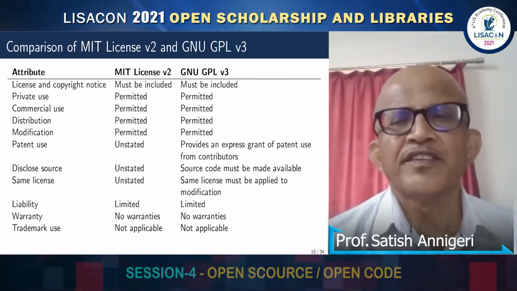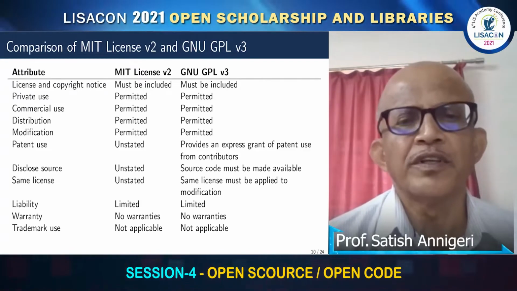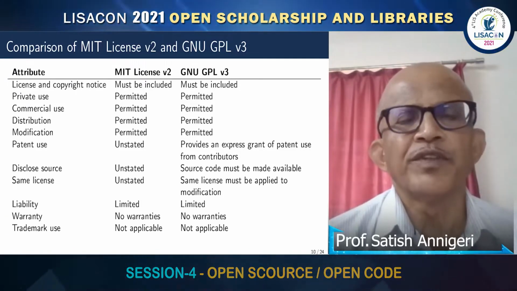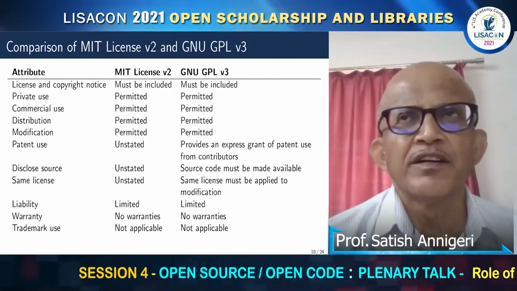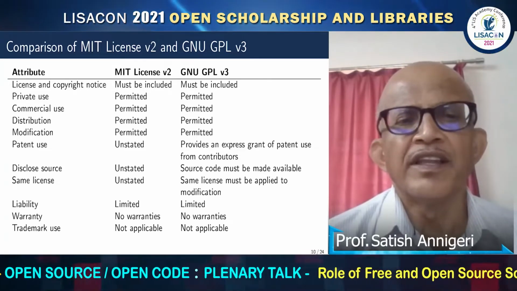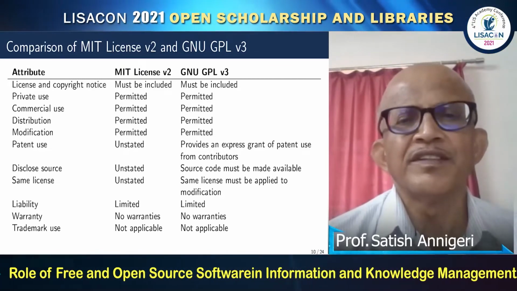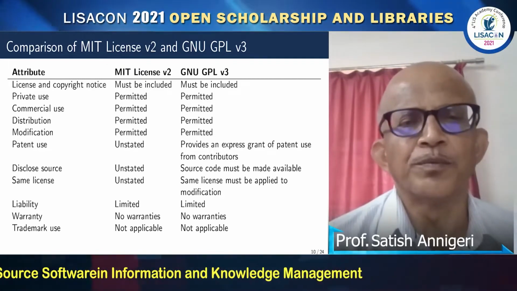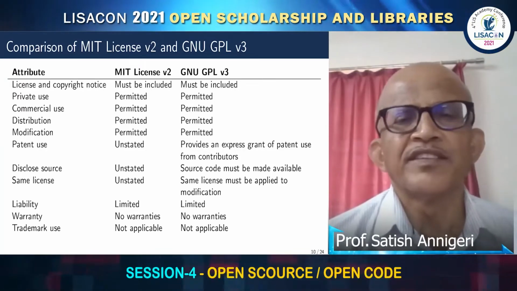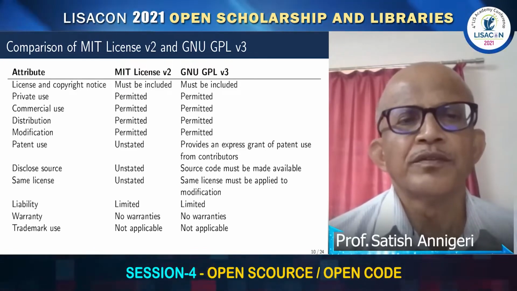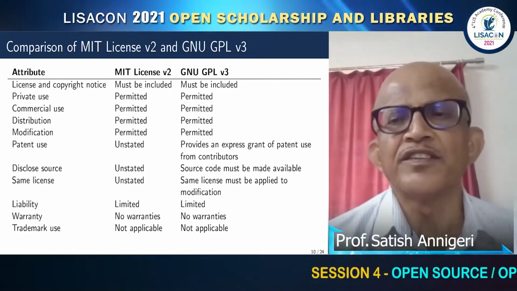Warranty, there are no warranties assured by both the licenses. In fact, most of the free and open source software do not give any warranties, and both of them do not include any clauses regarding trademarks. And the liability on the software for any loss to the end user is limited. These are very common in almost all free and open source software. The three aspects where the two licenses differ are in the patent use, the disclosure of the source code, and whether the same license is to be applied.